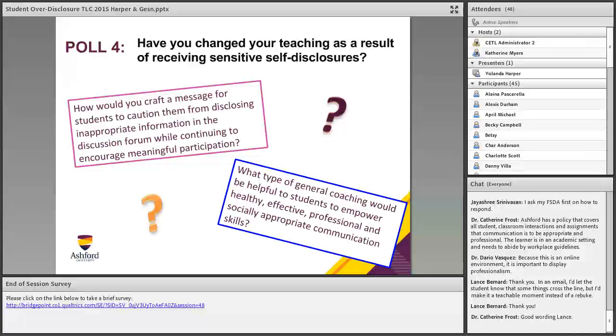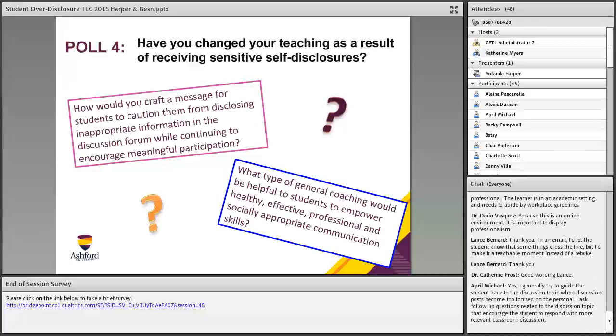Okay, so what types of general coaching? Anyone else want to share how they might coach? We'll have some more scenarios to address, so keep these two questions in mind as we look at some of the other scenarios. Guiding the student back to the discussion topic. Great. Thank you, April.